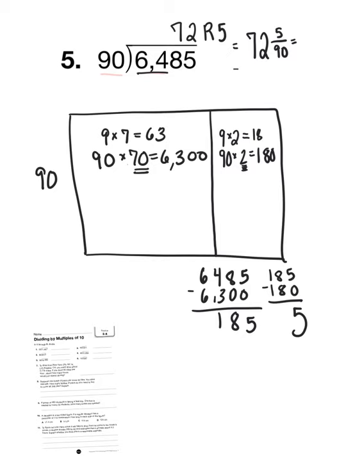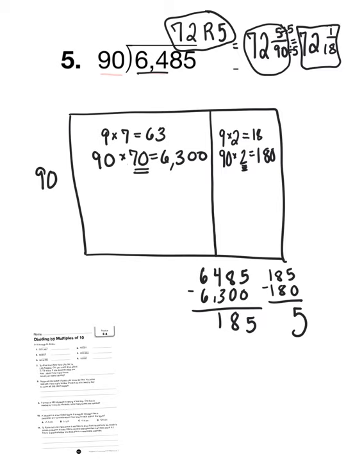And so you can express your remainder as a fraction, and you can even go a step further and reduce this fraction. I don't know if that's something you learned in 4th grade, because 5 and 90 both have a factor in common, which is 5. So I can divide both the numerator and the denominator by 5, and that will give me 1/18. So 72 and 1/18. But this is also perfectly correct. This is perfectly correct, or you can reduce the fraction and that would be correct as well.